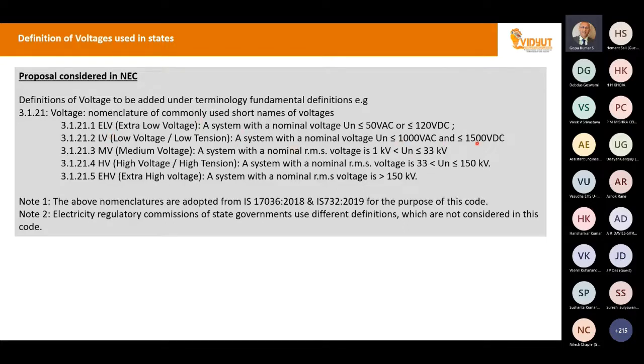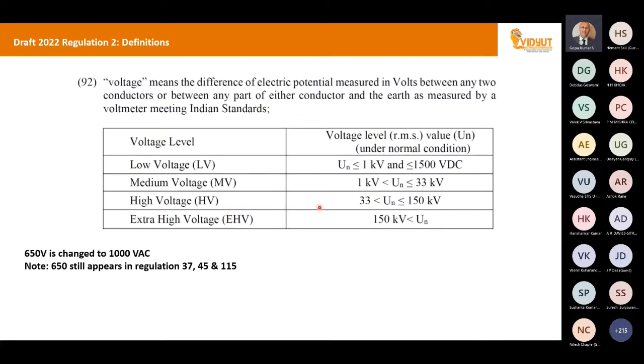ELV up to 1000 volt AC, 1500 volt DC. Medium voltage 1 kV up to 33 kV. High tension or high voltage 33 to 150 kV, and anything above 150 is EHV. The same definition has been taken in the CEA draft. So except for this small correction, 1 kV needs a small change to 1000 volt AC.